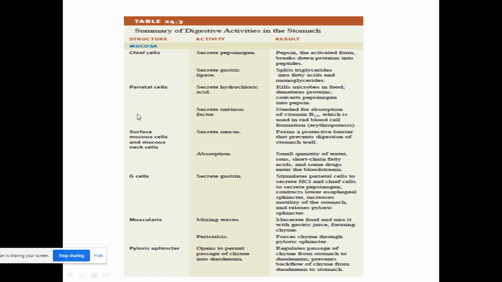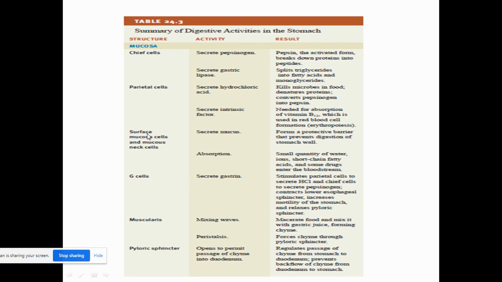Next is the parietal cells. What do they do? The parietal cells secrete HCl and the intrinsic factor. So, what is the role of the HCl? It will kill the microorganisms present in the food, and also it will convert the pepsinogen into pepsin and denature the proteins. What is the role of the intrinsic factor? It is very much essential for the absorption of vitamin B12, and also it is a very important factor for erythropoiesis, formation of RBC.